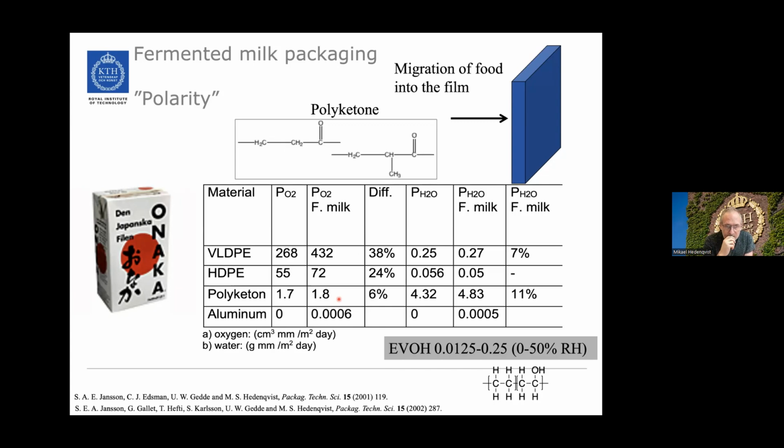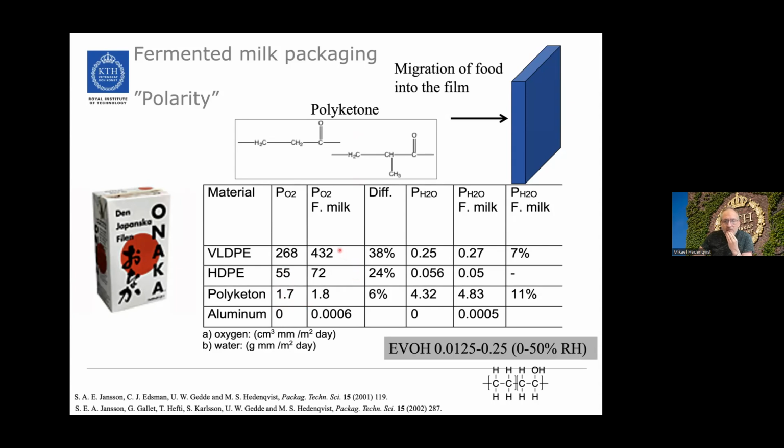You can see in the first column the permeability of oxygen. It's very high for a low density or very low density polyethylene. With increasing crystallinity, the permeability goes down because the crystals are tight, as I mentioned. And if you add some polar group, like the keto groups here, you are also drastically reducing the oxygen permeability.